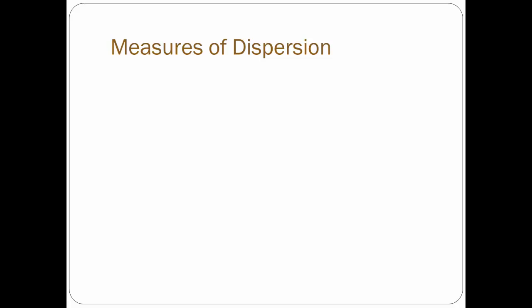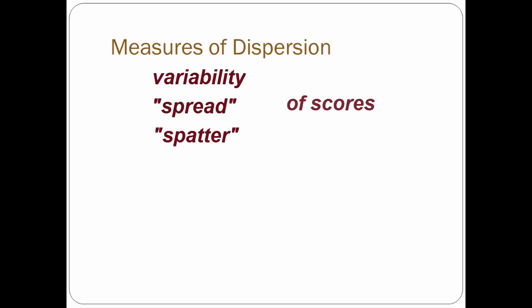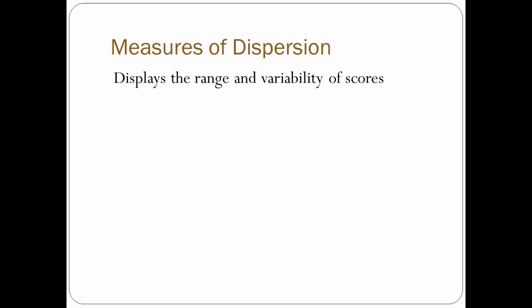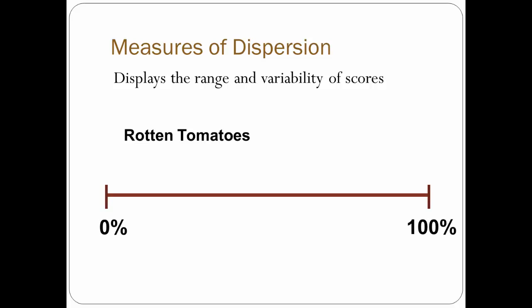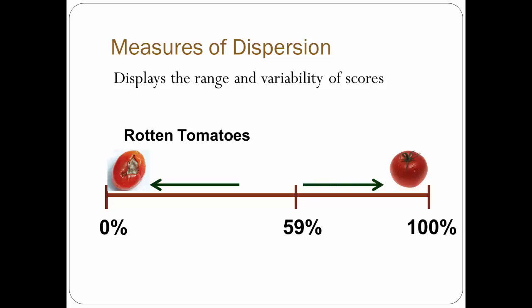Let's start with a brief discussion of measures of dispersion, which deal with the variability or spread, sometimes called the spatter, of scores. Measures of dispersion help us understand the range and variability of scores. For our example, let's turn to a popular website in my household called Rotten Tomatoes, which reviews movies on a scale of 0 to 100, or what they call a film's freshness level. Movies rated on the low end of the scale are considered rotten. Actually, Rotten Tomatoes establishes the cutoff point at 59%. If a movie is rated 59% or lower, it's classified as rotten, while those on the higher end of the scale, rated at 60% or higher, are classified as fresh. Unfortunately, I can't show you their cute images due to copyright issues.